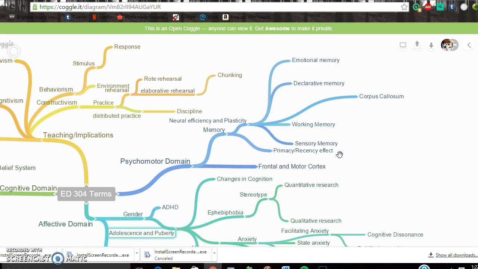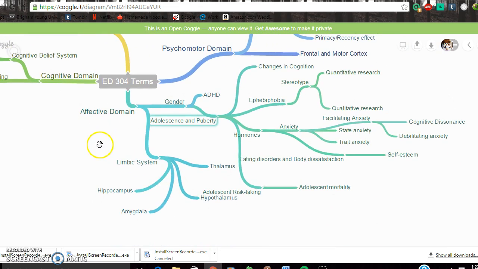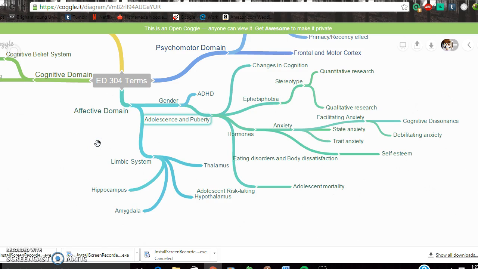So yeah, we'll go ahead and move on to the affective domain. This has to do with adolescence. This has to do with the limbic system, and the limbic system has a lot to do with the way that we emotionally respond to things that we learn and we interact with every single day.